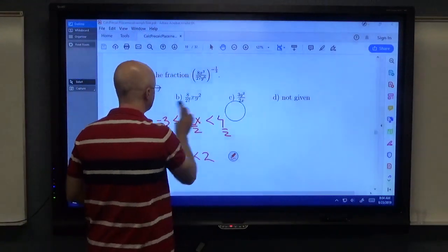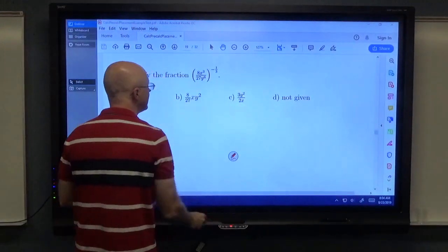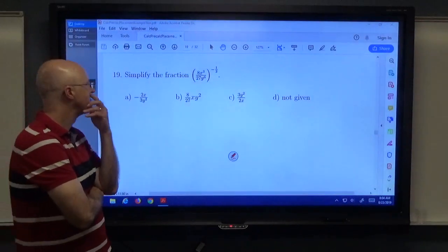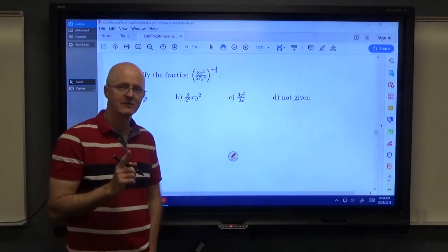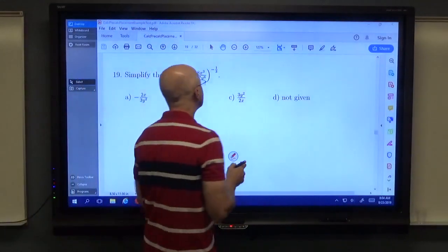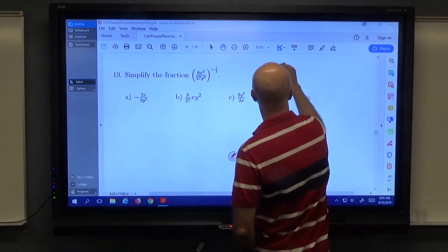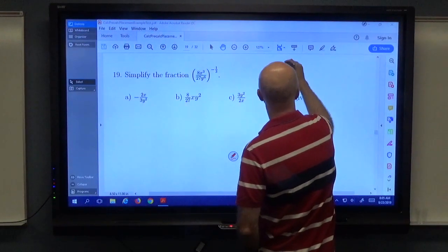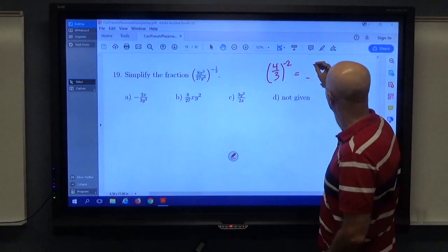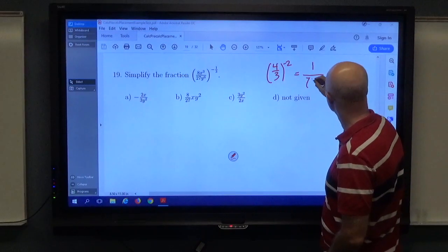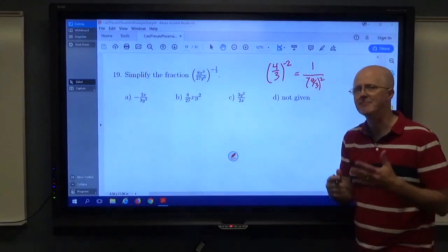Here we're simplifying a fraction to a power. That power is a negative 1/3 power. Well, the first thing you should do is think about what it means to raise a number to a negative power. Or say a fraction even to a negative power. So for example, 4/3 to the negative 2 power, by definition means 1/4 to the positive 2 power. By definition. It's nothing magical there.